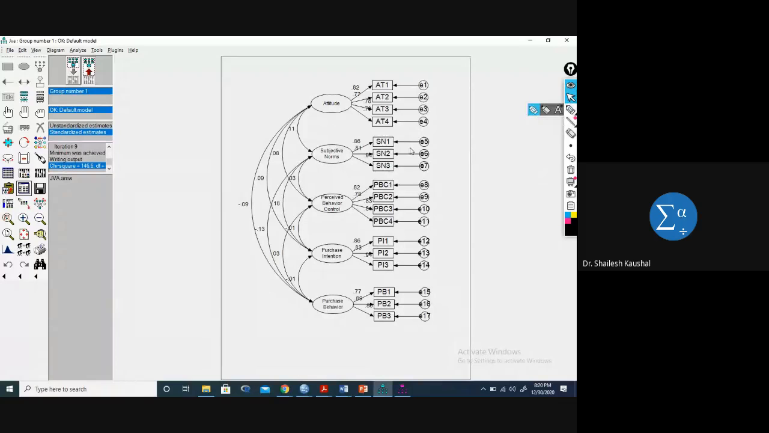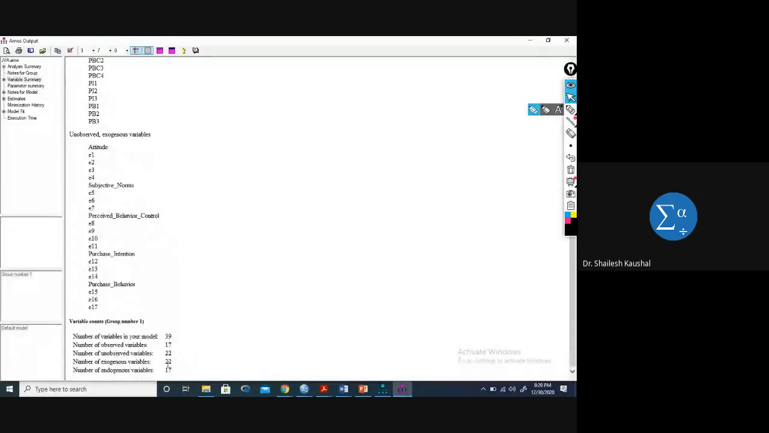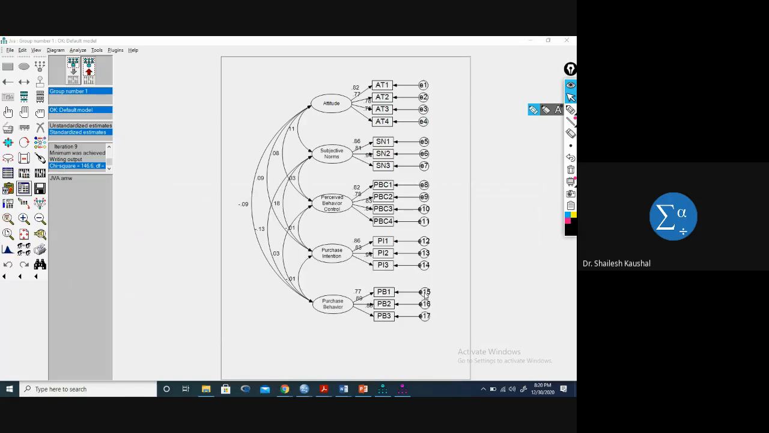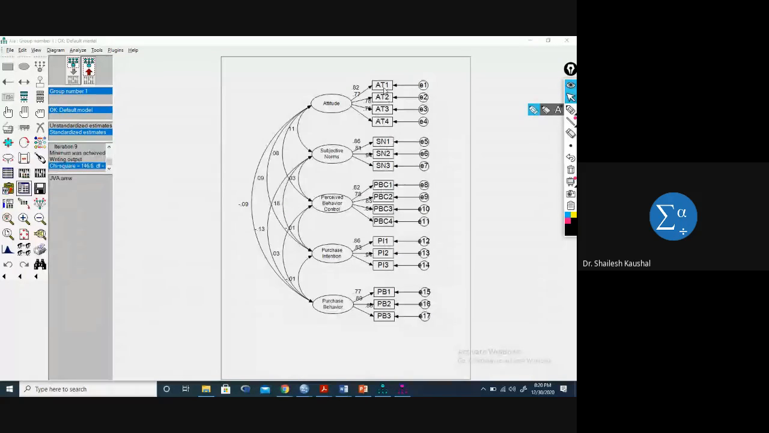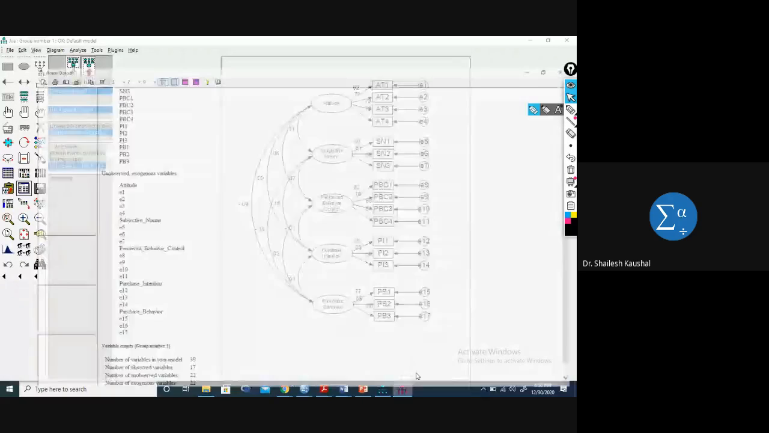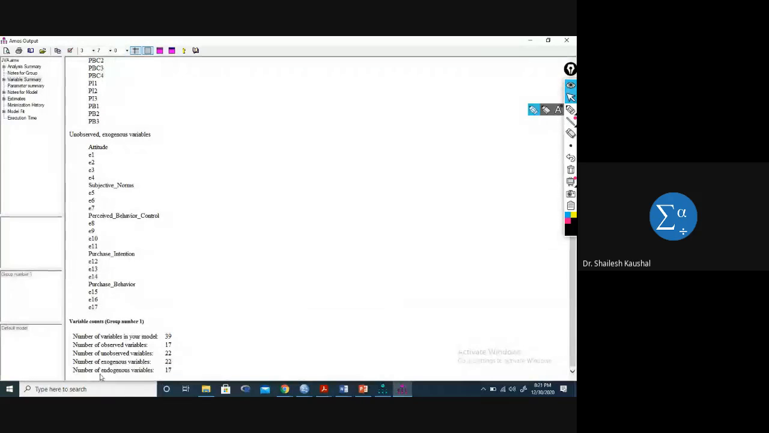Now look, this is 22, and the number of exogenous variables is 22. Exogenous means independent variable: 17 and 5. Next is the number of endogenous variables. Endogenous means dependent variable. How many? 17. So these are the endogenous variables.